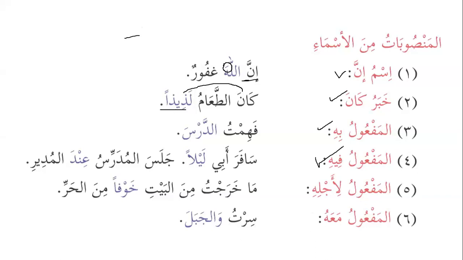So al-maf'ul bihi, the direct receiver of the action. So the direct receiver of the action is always mansub. Fahimtu ad-darsa, I understood the lesson. So fahimtu is fi'l plus fa'il, and ad-darsa is maf'ul bihi. Al-maf'ul fihi, as we know, is used for the time. Safara abi laylan, my father traveled in the evening or at night. And jalas al-mudarrisu ind al-mudiri, the teacher sat with the manager. So as we can see here, inda is also maf'ul fihi because it is used to talk about the place.